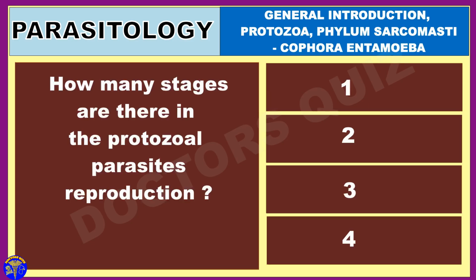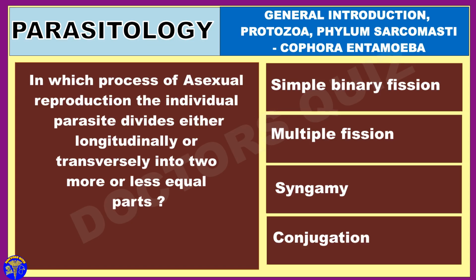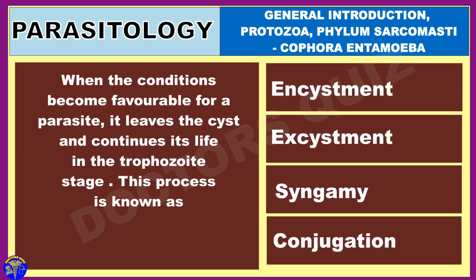How many stages are there in the protozoal parasite's reproduction? 2 stages. In which process of asexual reproduction, the individual parasite divides either longitudinally or transversely into 2 more or less equal parts? Simple binary fission. When the condition becomes favorable for a parasite, it leaves the cyst and continues its life in the trophozoite stage. This process is known as excystment.